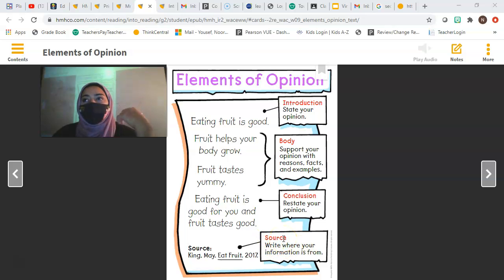So if you ever have a story and it's asking you, is this an opinion or a fact? Well, you know it's a fact if it has a source. So that's where you write where the information is from. So here they wrote the name of the author, last name, first name, King, May, and then the name of the book is called Eat Fruit. They underlined it, and then the year it was published was 2017, and they put a period behind that. So this is how an opinion paper is written.